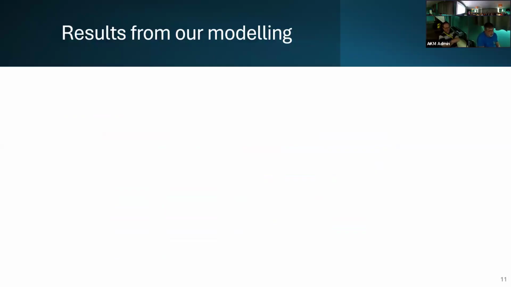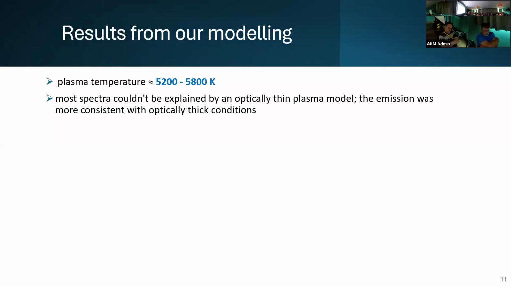And here are some of our results. So from our modeling, we determined the plasma temperatures ranging from about 5,200 kelvins to 5,800 kelvins, which is slightly higher than what we typically see in meteor spectra. And we found that most spectra couldn't be explained by an optically thin plasma model. Instead, the emission was more consistent with optically weak conditions.